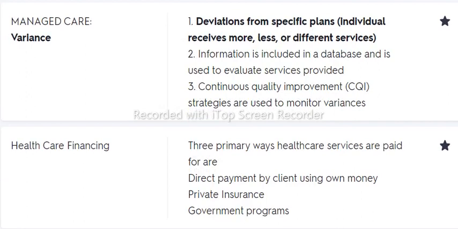Managed care. Variance. 1. Deviations from specific plans. 2. Information is included in a database and is used to evaluate services provided. 3. Continuous quality improvement strategies are used to monitor variances.